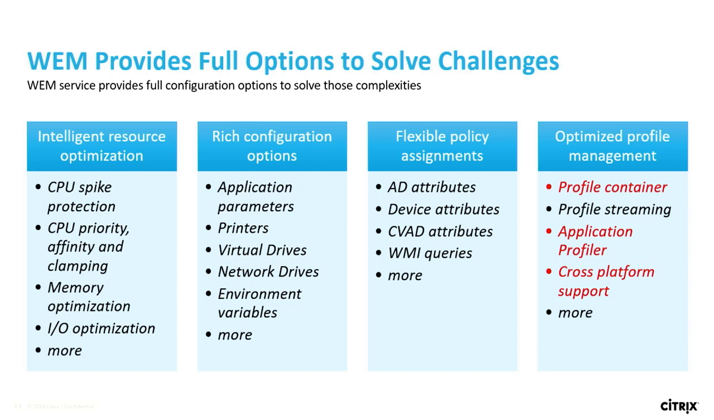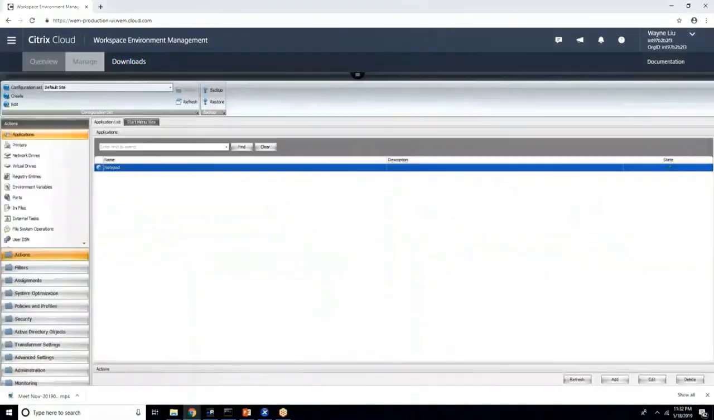And there's also other settings like application profiler that can give you the option to really define a small portion of the profile into the user shell. So that's the other area, like cross-platform configuration. That's also a feature of UPM that allows you to map the settings between different operating systems. So next, I'm going to give you one quick demo of how the optimization works in WEM.